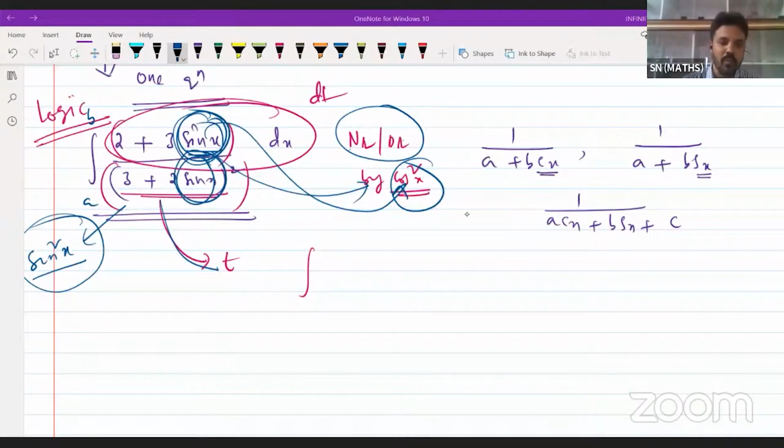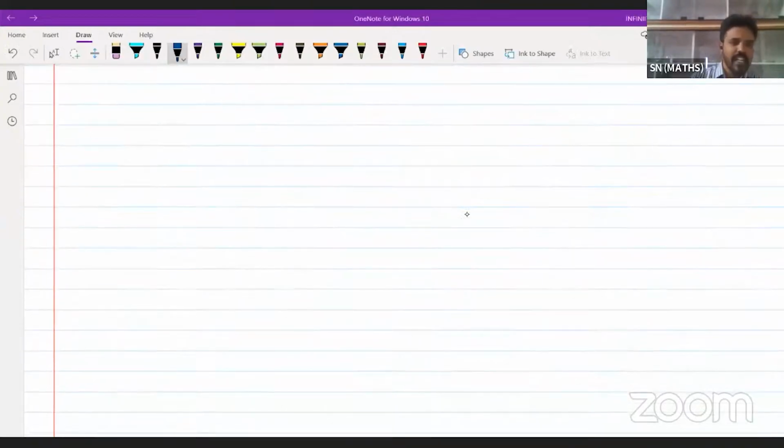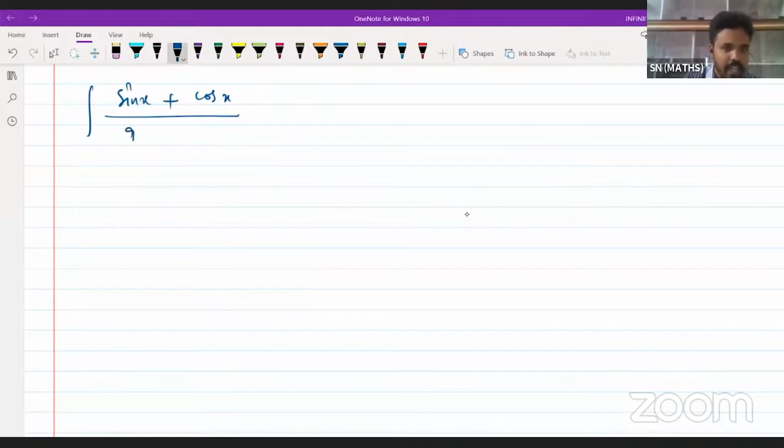Let us go with one problem. Integral of (sin x plus cos x) divided by (9 plus 16 sin 2x) dx.